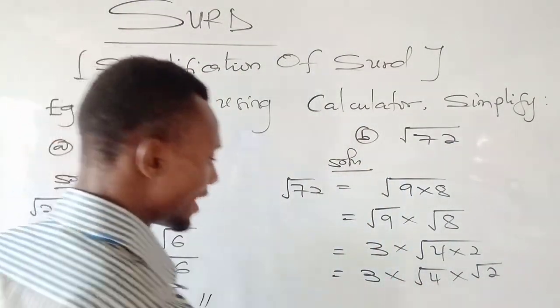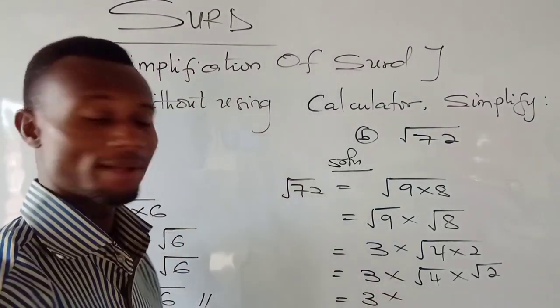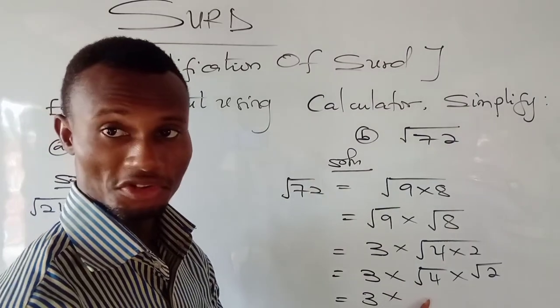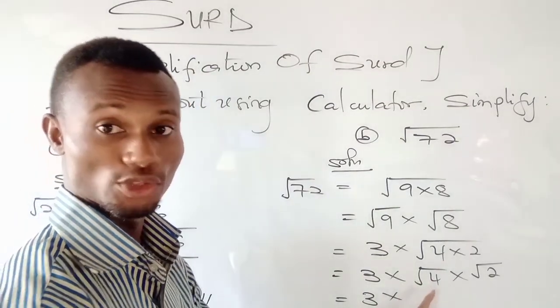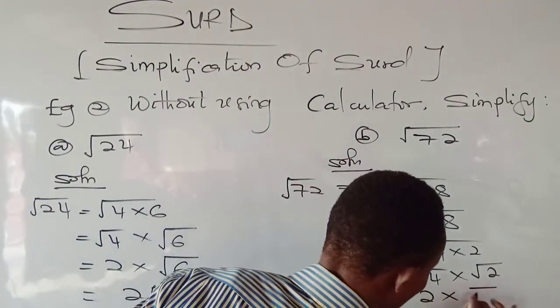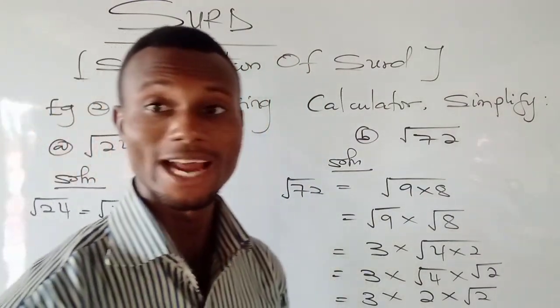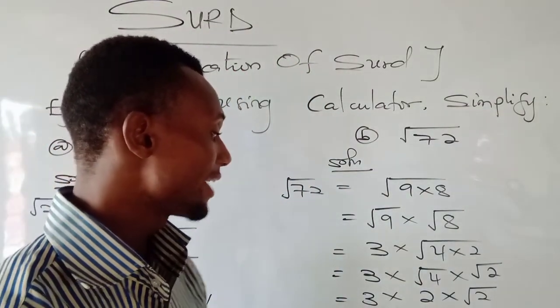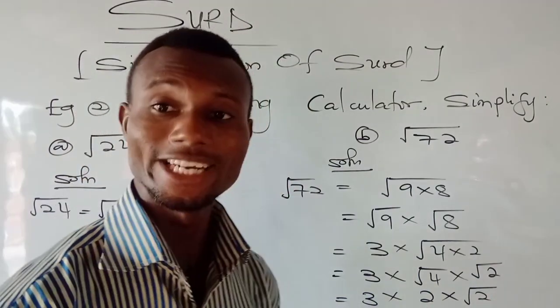Now let's go further. I'll have my 3 here times, now square root of 4, we know the square root of 4 to be 2. So let's write the answer for square root of 4 there, which is 2. So 3 times 2, then times the square root of 2, which is here. Now let's simplify further. We are going to have 3 times 2 is 6, and the 6 will multiply the root 2.